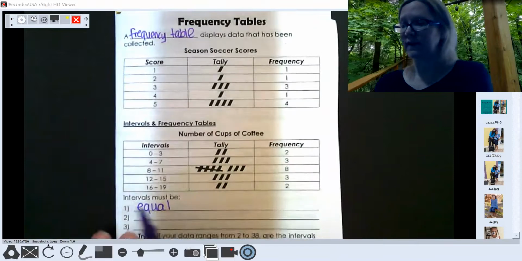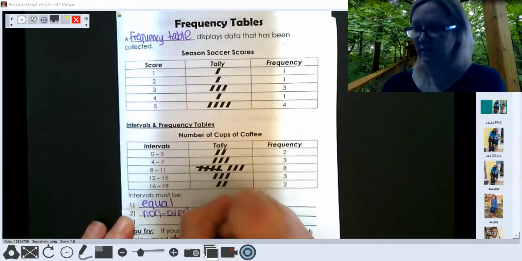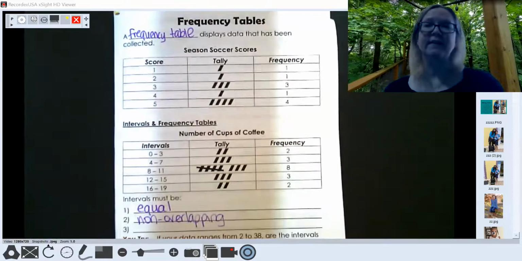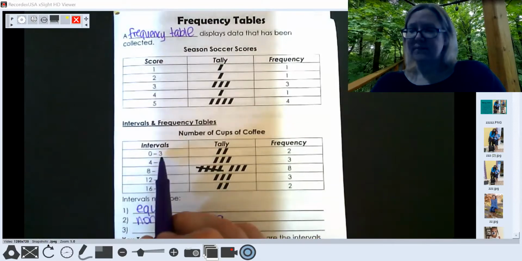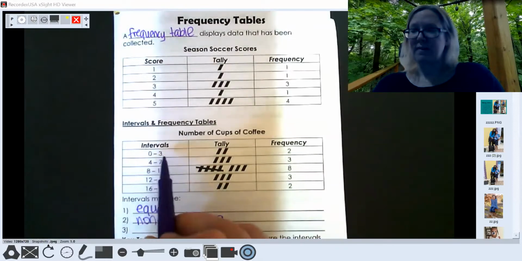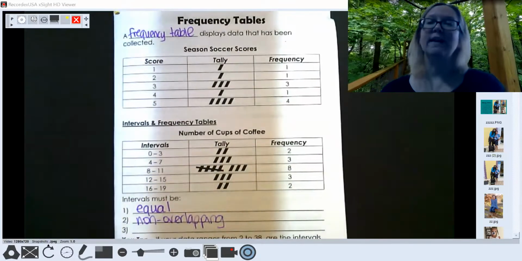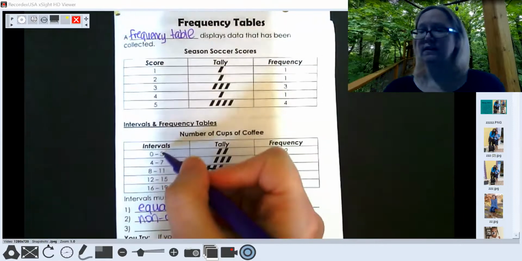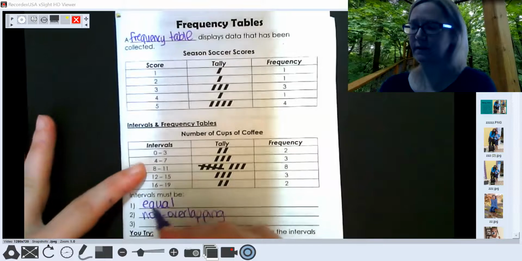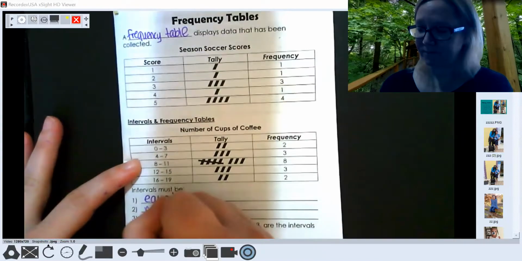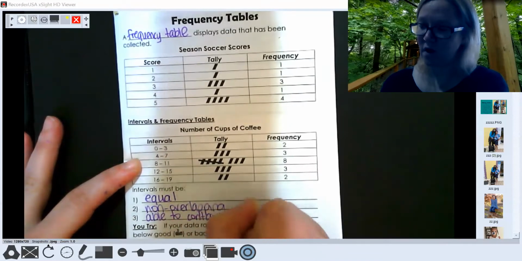Another thing that has to be true is intervals must be non-overlapping, which of course means non means not, so they cannot overlap. In other words, if this interval stops at 3, the next one would need to start at 4. I can't include 3 again because then those two intervals would overlap, and that would be a problem because then you're basically counting the number 3 in two different places or 2 different times. All right, and then the other thing that must be true is intervals must be able to contain all of the data.